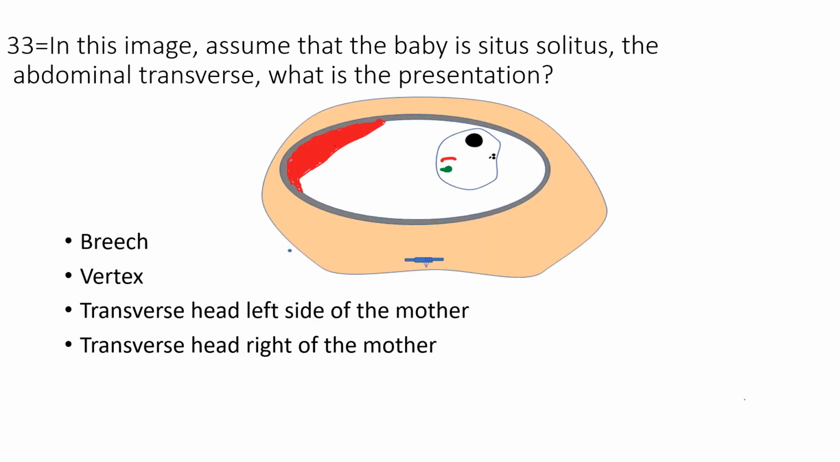In this image, assume that the baby is situs solitus, the abdominal transverse. What is the presentation? So here we have the transverse of mom and transverse of the baby. Both of them are transverse. So which one is correct? What is the presentation? Breech, vertex, transverse head left side of the mother, transverse head right of the mother. It means head in left side or right side of the mom.